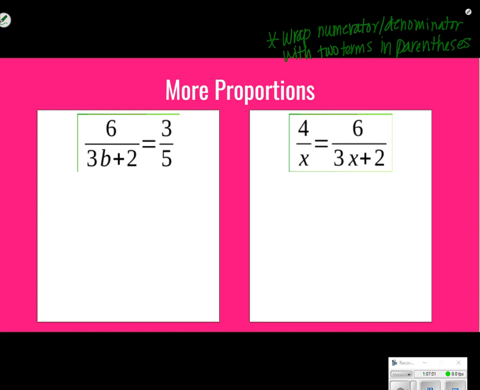So here in the left one, bam, that's step 1. Here in the right one, bam, that's step 1. That was the easy step. Step 2, cross multiply. You may be able to distribute, and then you're going to solve your equation.